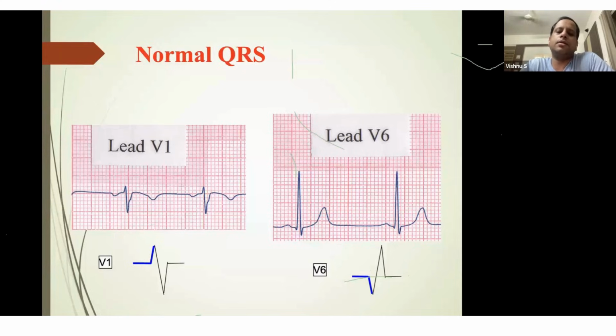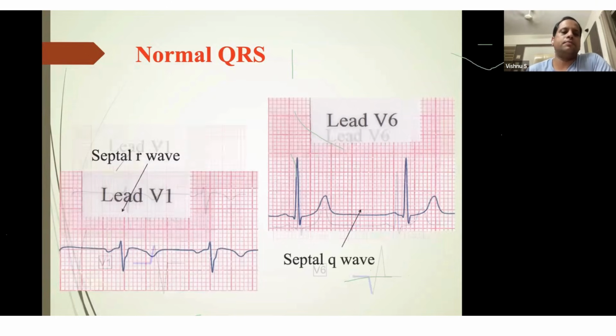But V6 is the left part of the left ventricle. The septal activation from left to right is away from V6. So first a small Q will come in V6. That's why there is a small septal Q in V6. Then the rest is coming towards V6, because the LV has a large amount of muscle. That's the septal Q.